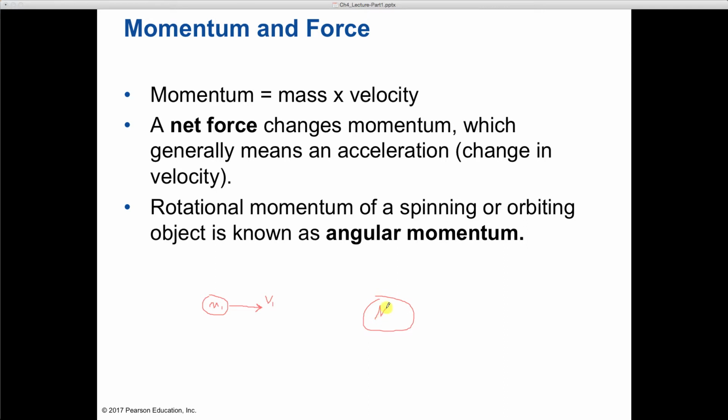I'll give it a big M for mass. Call it mass 2. So that's a big mass. And let's say that ball is just sitting still. Let's just say it's just sitting there on the ground. It's not moving at all. And this ball is coming along and it's moving.